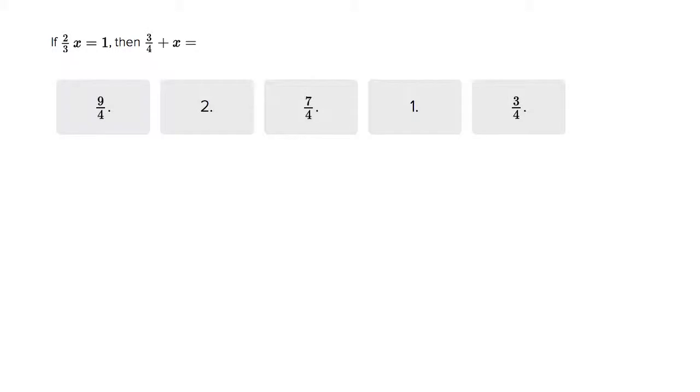We have an equation and an expression that needs to be evaluated. The expression cannot be evaluated without the value of x, and you can get x by solving the given equation, but you need to know how to do that. So what we're given is 2/3 x equals 1, and we want to use algebra to figure out the value of x here.